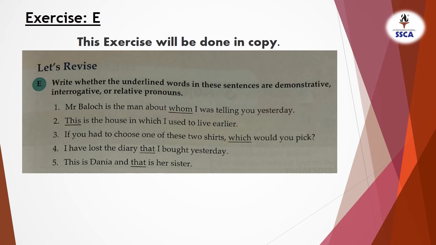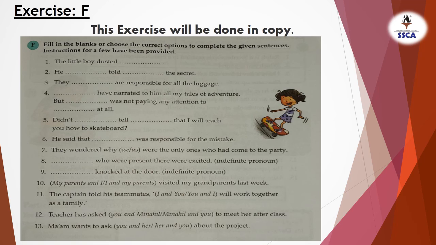Now, to attempt exercise E, first you need to revise all the pronouns. And after that, you will attempt exercise E. Here you will write whether the underlined words in these sentences are demonstrative, interrogative, or relative pronouns. Now, in exercise F, you will fill in the blanks or choose the correct options to complete the given sentences. Instructions for a few have been provided. Just read every sentence and the instructions before attempting it.